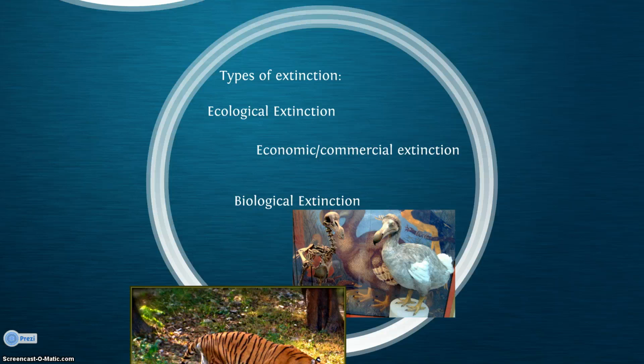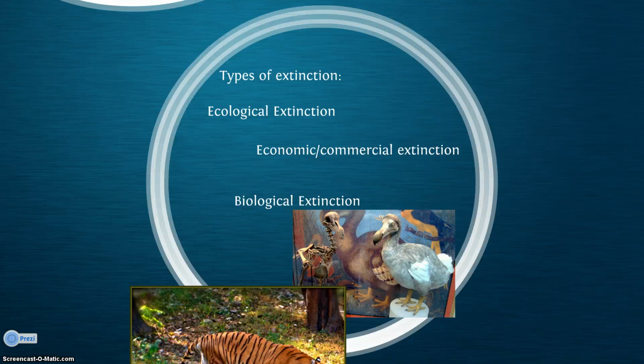We also have economic and commercial extinction. A big example of this is overfishing. There are some populations of fish that we can't find anymore, or even if we can find them, it's not economically viable anymore for us to go hunting for that fish. And humans throughout history have changed our eating habits based on what was economically available for us.